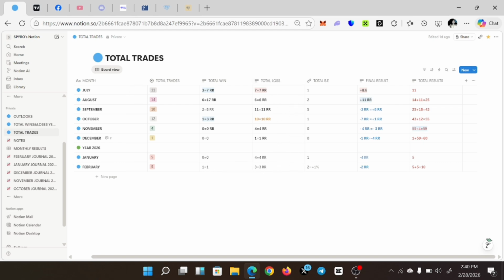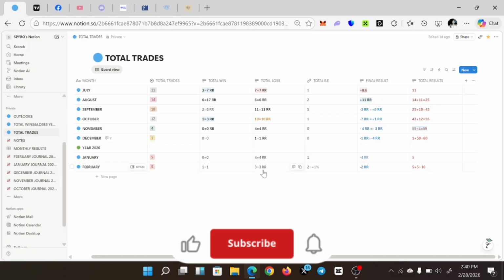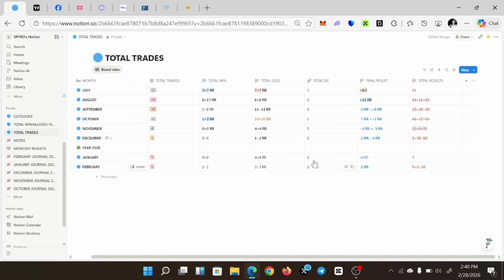On the losing side, I've had 7 losses in total. So 4 plus 3 is 7. Now, total break-even, I've had 3. 1 plus 2 is 3. And these 3 break-evens have been able to give me 1%. So in total, final results, both January and February, I have lost 6%.